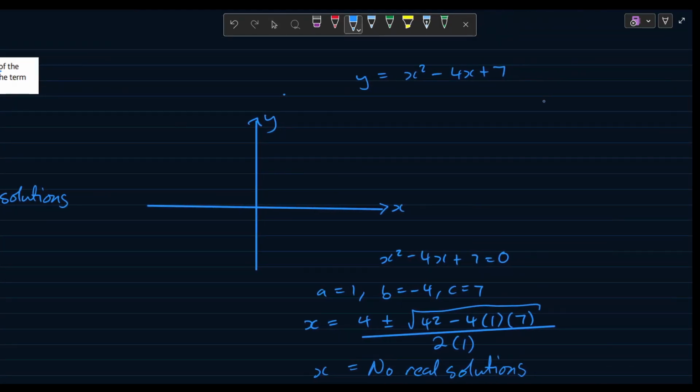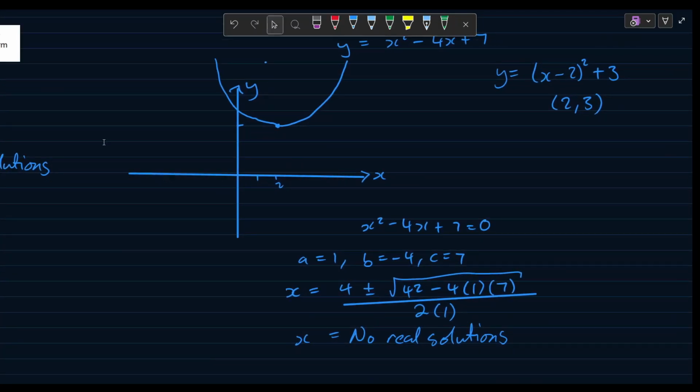So if we were to actually draw this graph on a Cartesian plane, what we can do is complete the square. If we complete the square, that is x minus 4 over 2, so minus 2 squared. That's going to be minus 4 plus 7, which is plus 3. Okay, so our turning point for this graph is going to be 2, 3. So 2 on the x-axis would be somewhere here, and then 3. So this is that point. So our graph is going to look something like this.